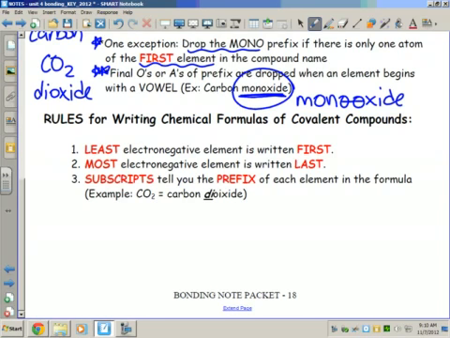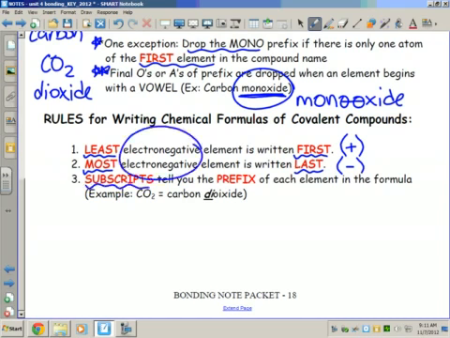The rules for writing the chemical formulas. This is consistent with ionic rules, which is good. The least electronegative element comes first, which is good because the least electronegative element is going to be the most positive, just like we did with ionic substances where the metals were named first. The most electronegative element is written last, also consistent with ionic, because the most electronegative element is going to be the most negative. Remember, we're sharing now, so it's not as if there's a transfer and something becomes totally positive and something becomes totally negative. These are going to be partial positives and partial negatives because of electronegativity differences.